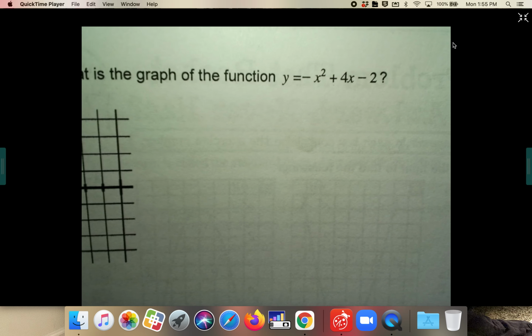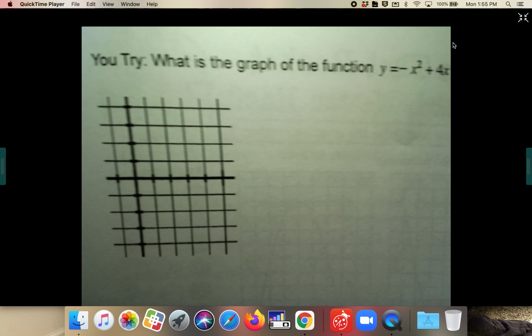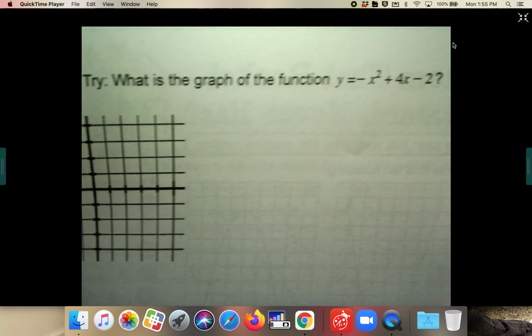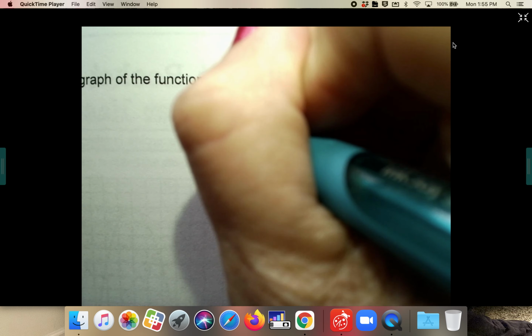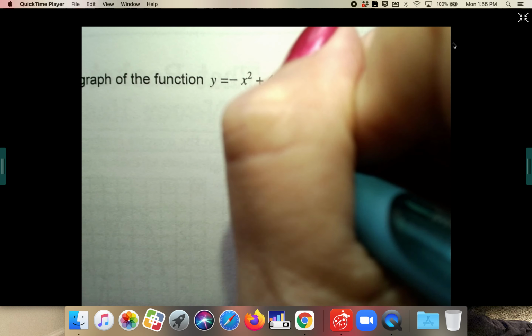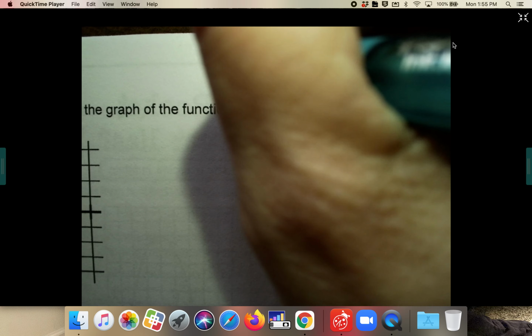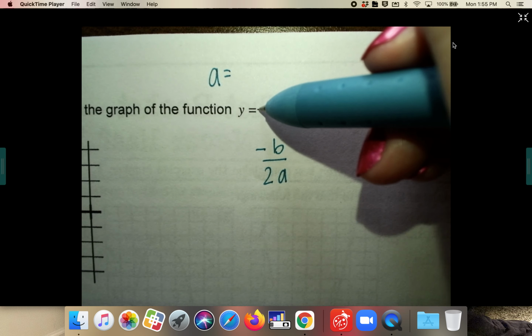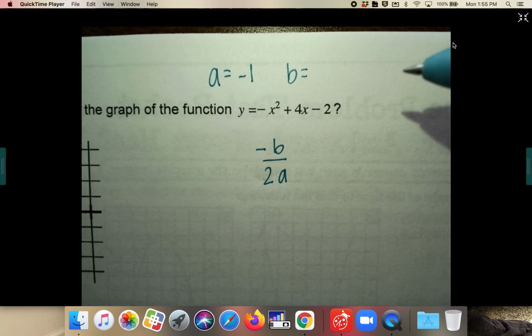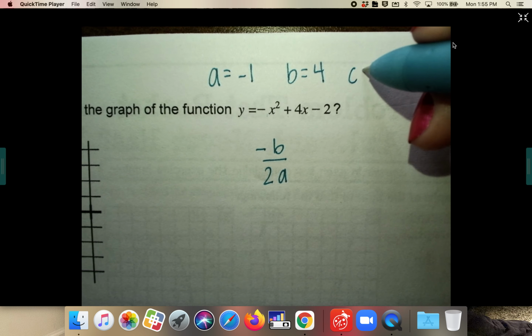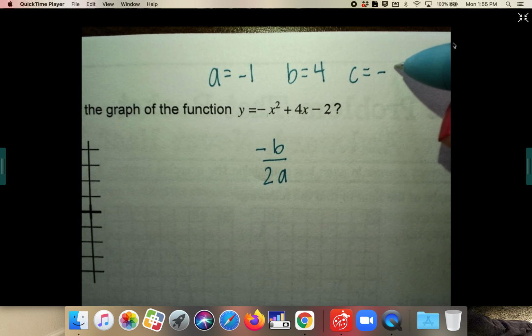Here's the you try. Step 1, we have to find that dashed axis of symmetry, and hopefully you have that memorized now. The axis of symmetry is opposite b over 2a. Let's write out my a term is negative 1. My b term is 4.